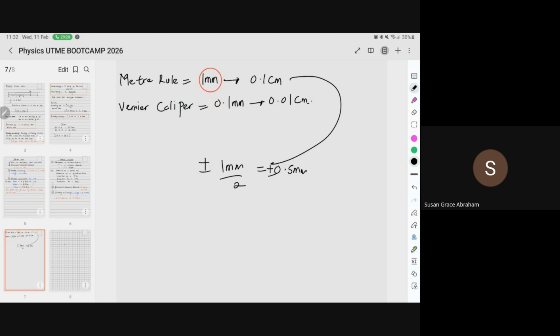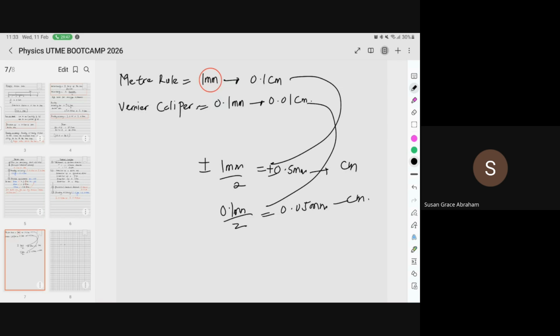So if you ask me about this one, it is simply the precision of this one, which is 0.1 millimeter divided by 2. It gives me a value of 0.05 millimeter. Then you can now convert to centimeter by dividing by 10. Are you still confused? I'm okay now. You understand it now, right?